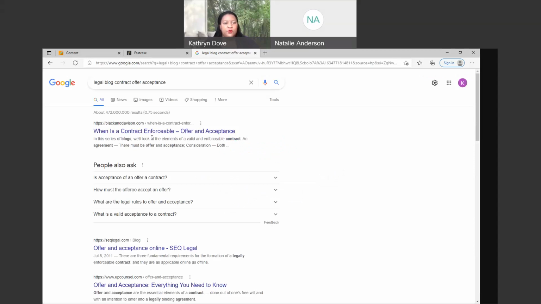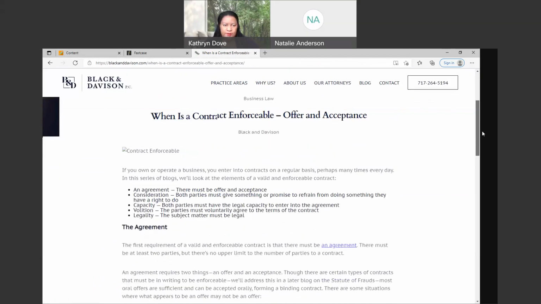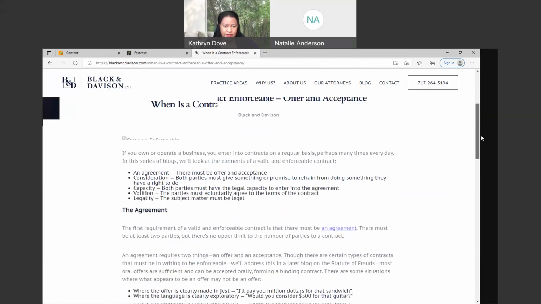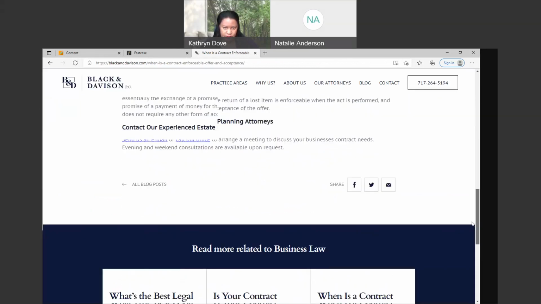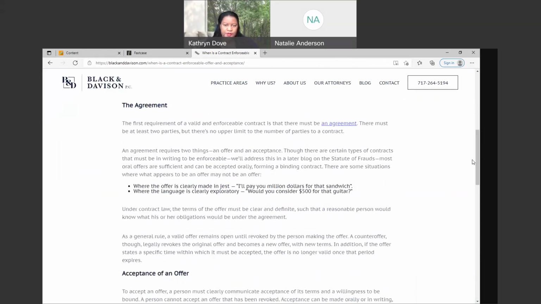When is a contract enforceable? Black and Davidson. So this is probably a law firm's website. They have a blog and they're talking about when an offer and acceptance can form a contract. So this is one that you could cite. Here's an example where the offer is clearly made in jest.